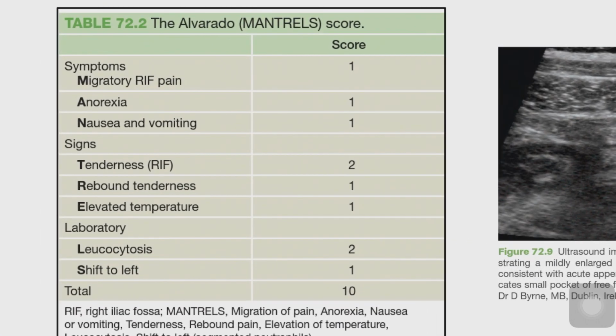So we have 3 symptoms, 3 signs and 2 basic laboratory tests in this scoring system. We have a total score of 10. We will discuss one by one. Migratory right iliac fossa pain is given a score of 1, anorexia is given a score of 1, and nausea vomiting is given a score of 1.